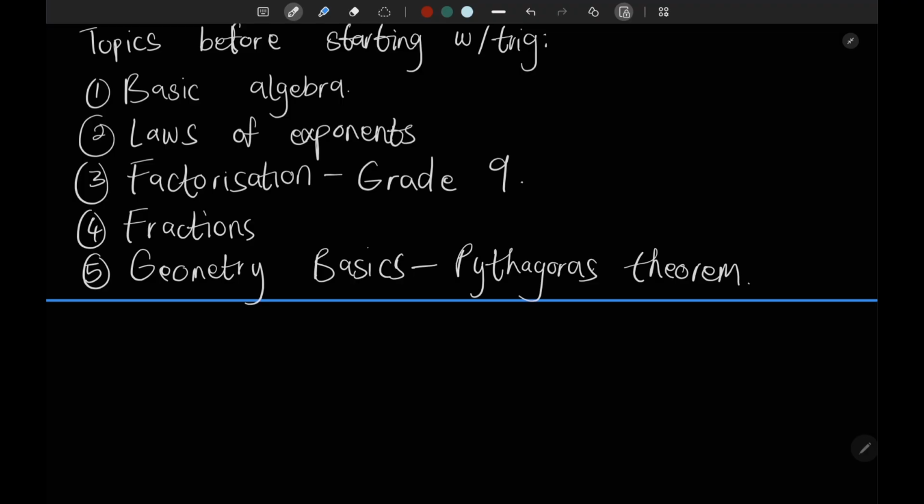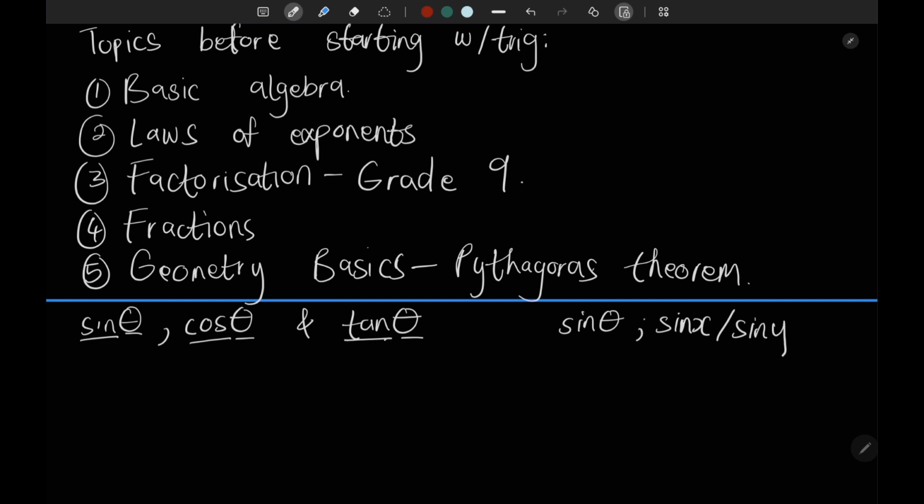Now you have sine theta, cos theta, and tan theta. Sine, cos, and tan are your trig ratios. Theta means the angle. So sometimes you might be given sine theta. You can also get a variable. It could be sine x or sine y. You could also get a number. So it could be sine 30 or sine 45. So it honestly just depends on the question that you guys get. But just know that theta, you won't always get theta.